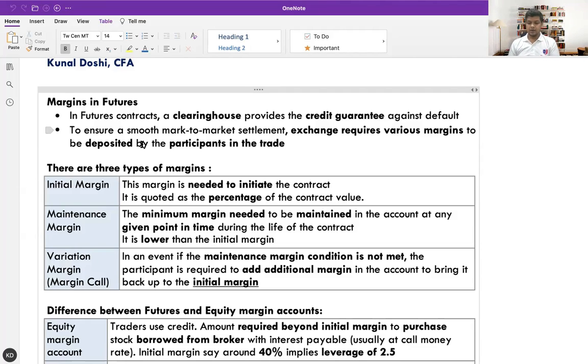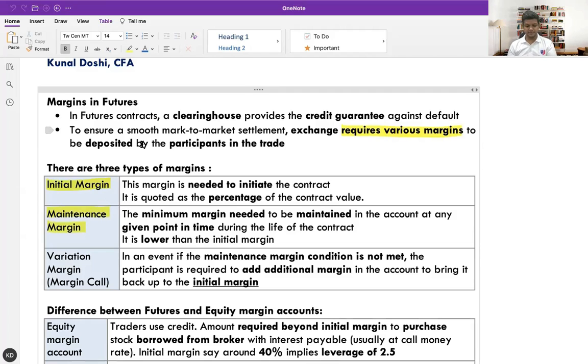Clear? Right? So to ensure a smooth mark-to-market, the exchange requires various margins to be deposited by the participants in the trade. Participant means the long and short both will deposit. Clear? Now, what are these types of margin? First, the initial margin, and then the maintenance margin.